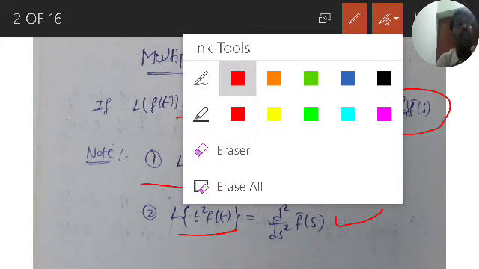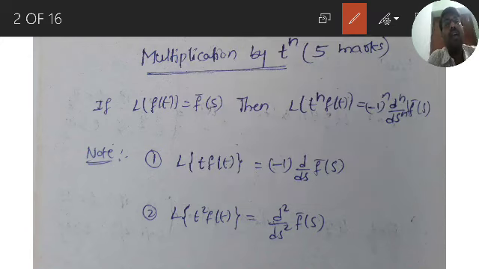So let us repeat one more time. What do you have? If L of f of t is f bar of s, then L of t power n into f of t is minus 1 whole power n into the nth derivative of f bar of s. If it is multiplied by t, that is t into f of t, then minus 1 into the first derivative of f bar of s, and if it is multiplied by t square, that is L of t square into f of t, then the second derivative of f bar of s. That's it. Are you able to get it?